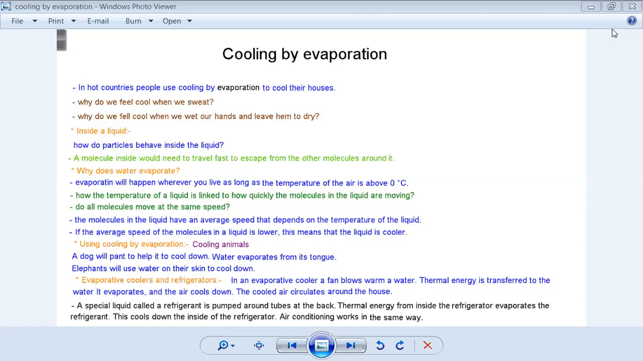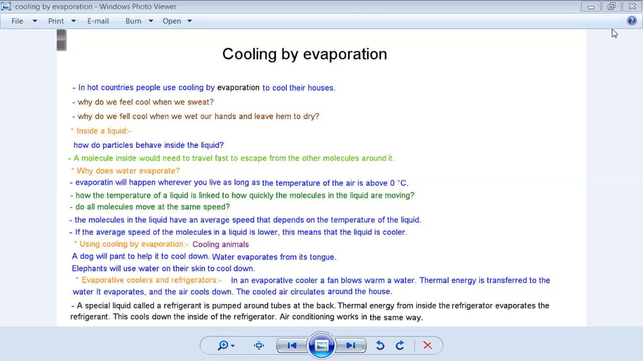Why do we feel cool when we sweat? The same thing happens. When your body temperature increases, your body excretes sweat, so it will cool you down. The water comes out from your skin, and this will evaporate and make you feel cool. Otherwise, the body temperature will keep increasing and the person will die. Why do we feel cool when we wet our hands? Okay, we answered this question.